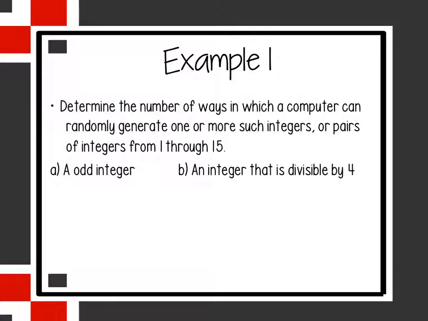So this one says, determine the number of ways in which a computer can randomly generate one or more such integers or pairs of integers from 1 through 15. So your sample set is 1, 2, 3, 4, 5, 6, 7, 8, 9, 10, 11, 12, 13, 14, 15. So how many different ways can an odd integer be picked? How many odd integers are there? 1, 2, 3, 4, 5, 6, 7, 8.